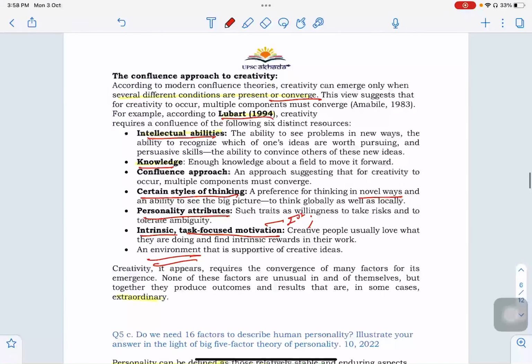Now switching to the third 5C. This is from the personality chapter. Do we need 16 factors to describe human personality? Illustrate your answer in the light of the Big Five factor theory. This question is a bit analytical and a little time consuming, but if we know 3-4 attributes of both theories, Cattell's 16 factor and this OCEAN theory, so I tried to answer again.